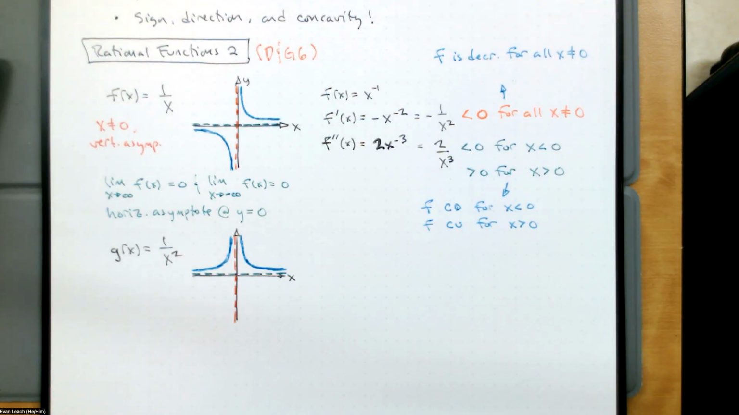This is where we have to be very careful with the language, because in the 1 over x, we're going towards opposite sides of the asymptote, but with 1 over x squared, both sides are going up. Let's just say it that way.